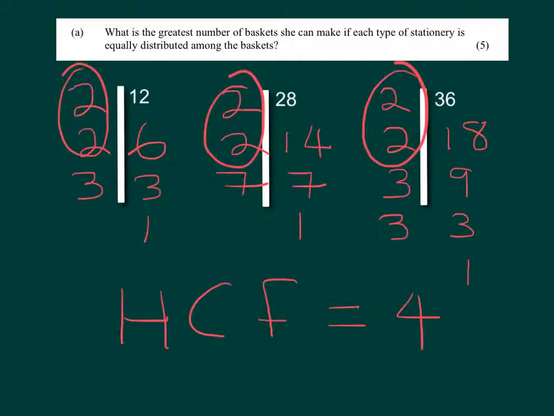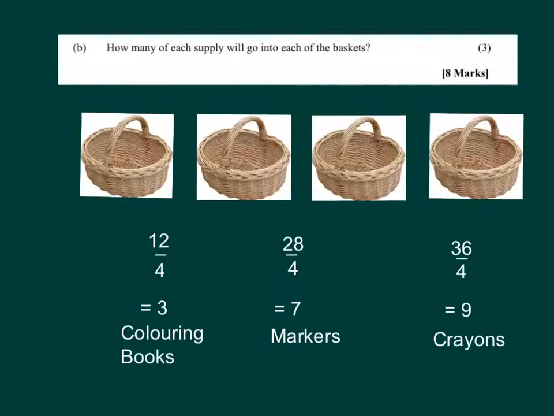This means that we will need 4 baskets to share the coloring books, markers, and crayons equally and into the greatest amount of baskets. In the next question, they ask how many of each supply will go into each of these baskets. So now we know there are 4 baskets. So 12 divided by 4 is 3. 28 divided by 4 is 7. And 36 divided by 4 is 9. This means that there will be 3 coloring books in each basket, 7 markers in each basket, and 9 crayons in each basket.